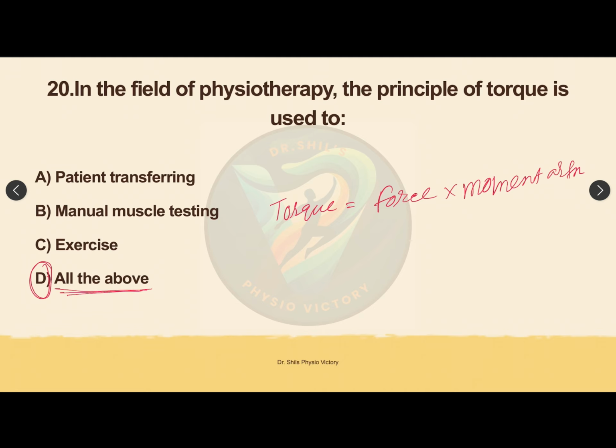In patient transfer, the shorter moment arm equals less strain. In muscle testing, basically resistance placement affects the torque, and in exercise prescription, changing lever arm alters difficulty.